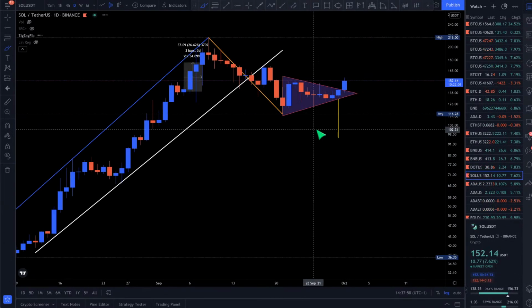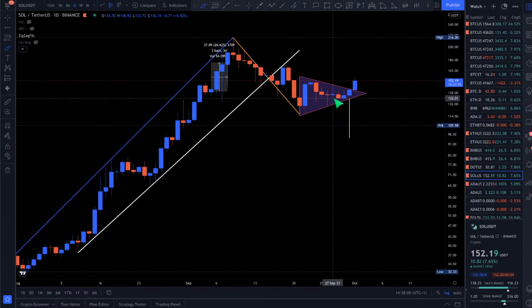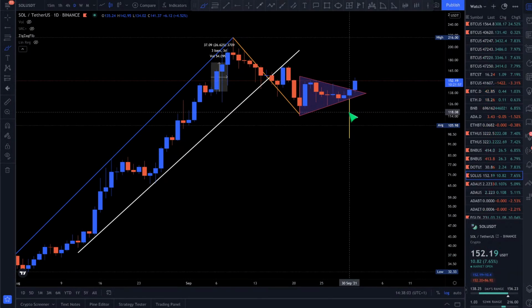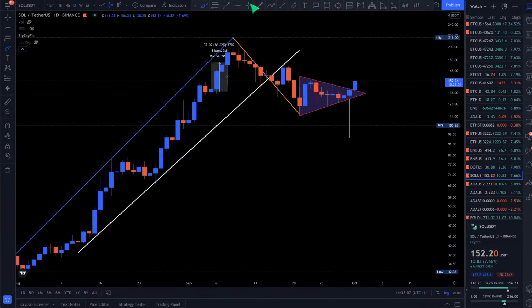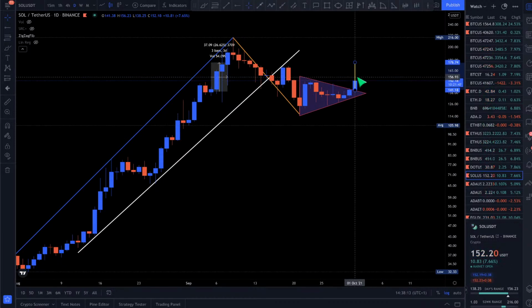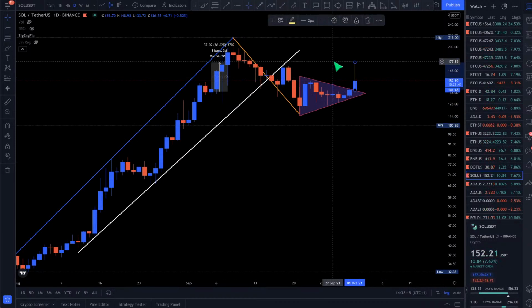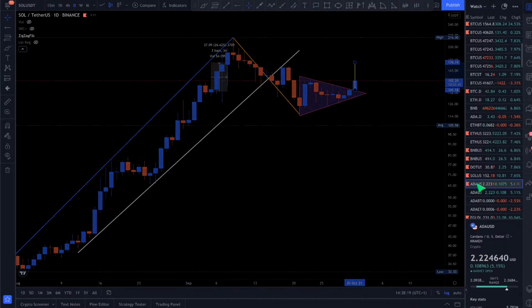Let's have a look at Solana. Solana broke out of the trend, super solid. If this is the breakout of the trend, then we should be able to see something here, which should show us where Solana could go. So if I put this down here, Solana could pump all the way up to 177. Actually, we did mention that yesterday, so that's super solid.